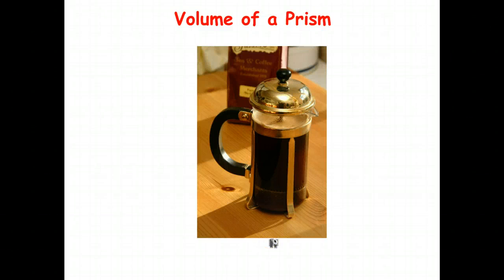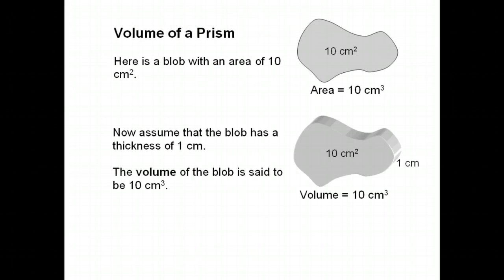Hello students. In this video we're going to show you how to find the volume of any prism. So just a reminder, a prism is any three-dimensional shape that has two faces called the bases that are both parallel and congruent to each other. Well, congruent means they are exactly the same size and shape.